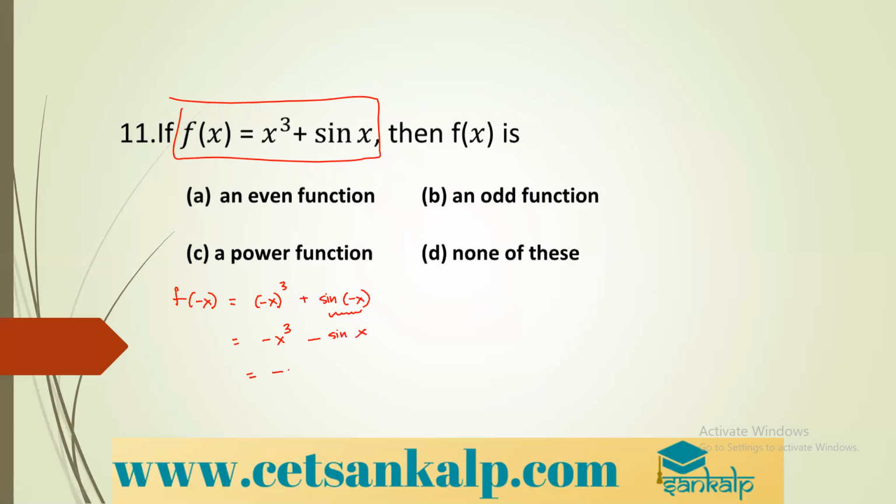Now, if you take minus common, x cube plus sine x is left. Whereas x cube plus sine x is nothing but the function f of x. So I can write minus f of x. So that means f of minus x is equal to minus f of x. This happens only for odd functions. That's why you can take it as odd function.